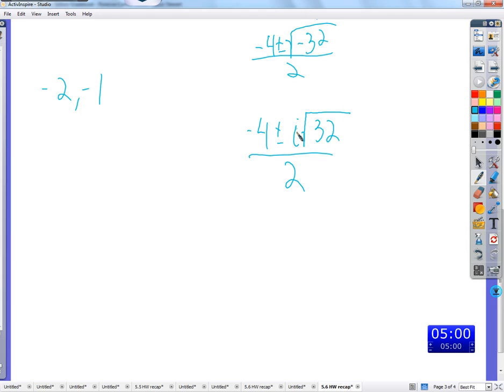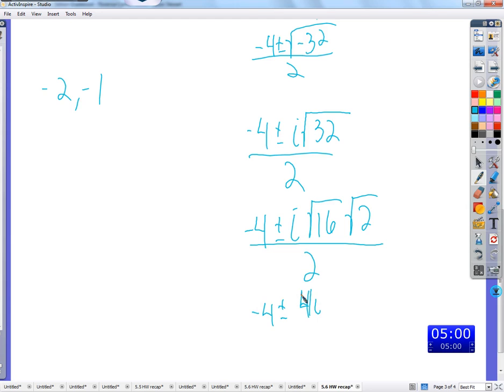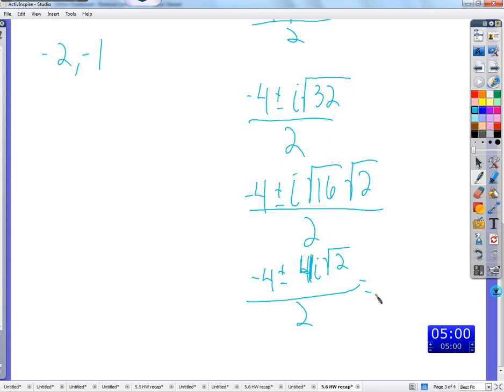Can we do anything with the square root of 32? Yes. What's that? The square root of 16 times the square root of 2. 16 is the perfect square. The square root of 16 is 4. So we get 4i root 2 over 2. And you can take the 2 out of the negative 4. Okay, so we can cancel the 2 here and here and here.